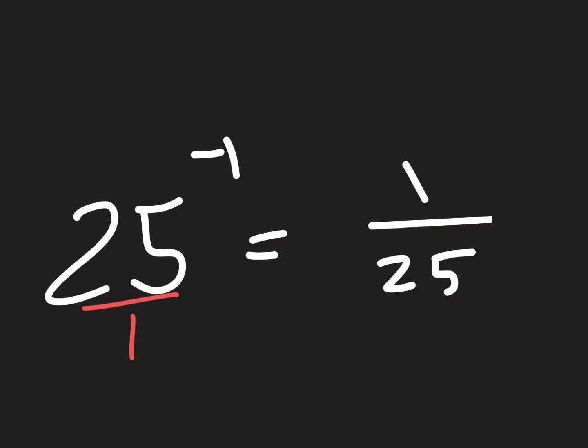Okay. How about the old anything to a power of 0? Do you know what that's equal to? 1. Anything to the power of 0 is 1.